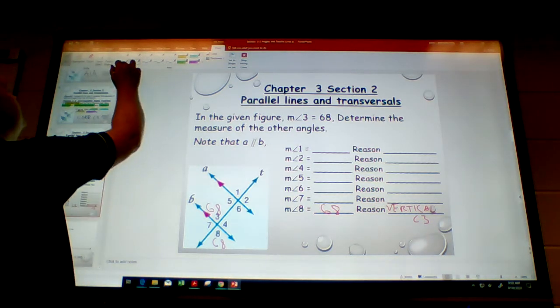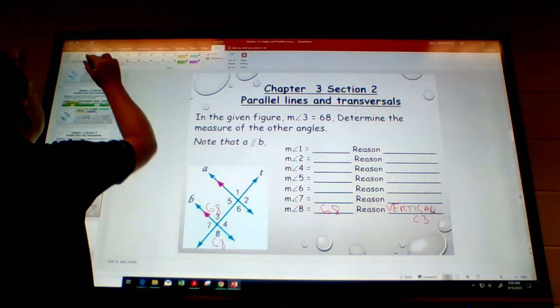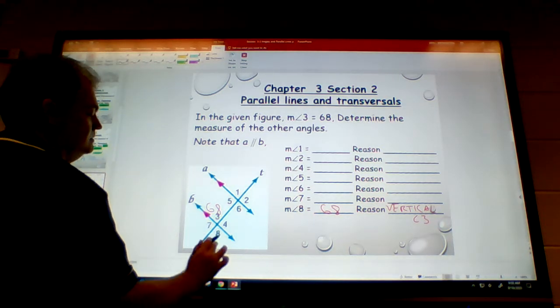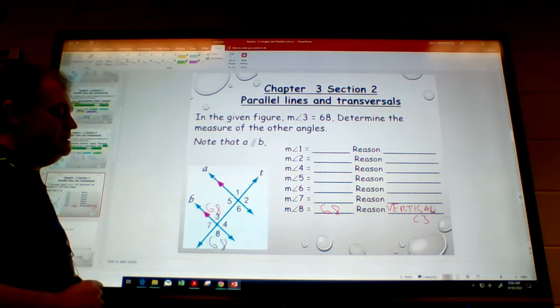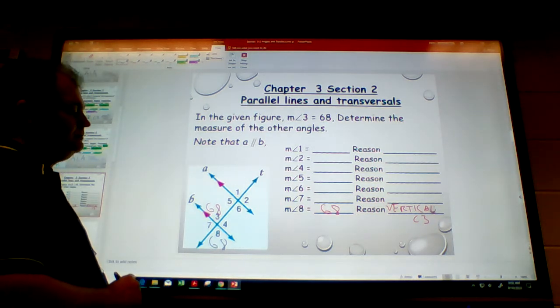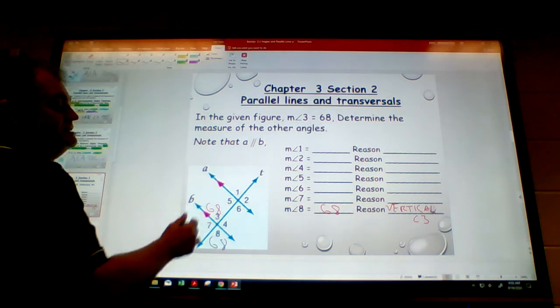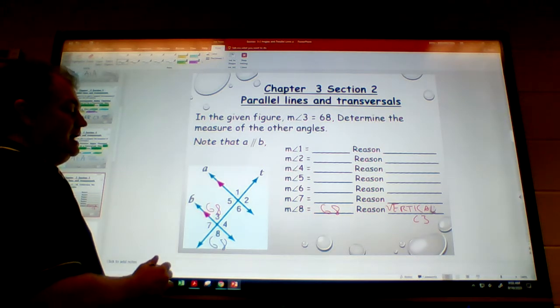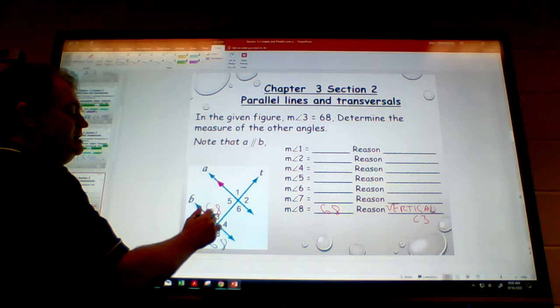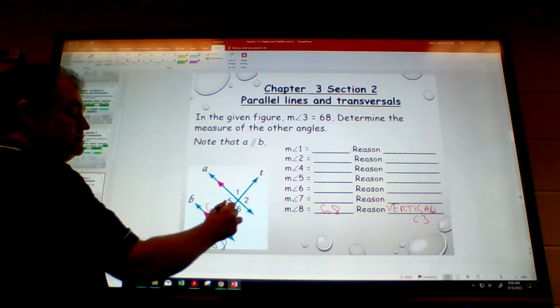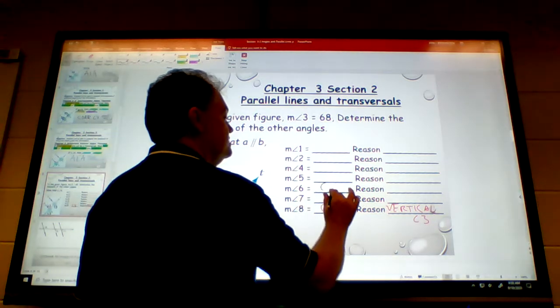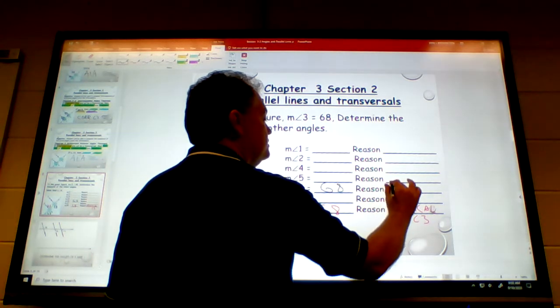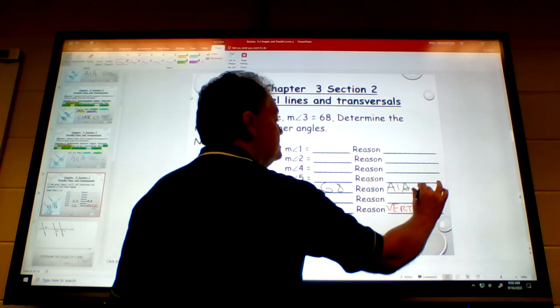And actually, I will do that in a different color. Let's do that one in black. 68. Okay. Now, what else is 68? Well, let's look. I can tell you this. Angle 3 and angle 6 are congruent because they're alternate interior angles. So this angle is also going to be 68. So 68, it's alternate interior angle to angle 3.